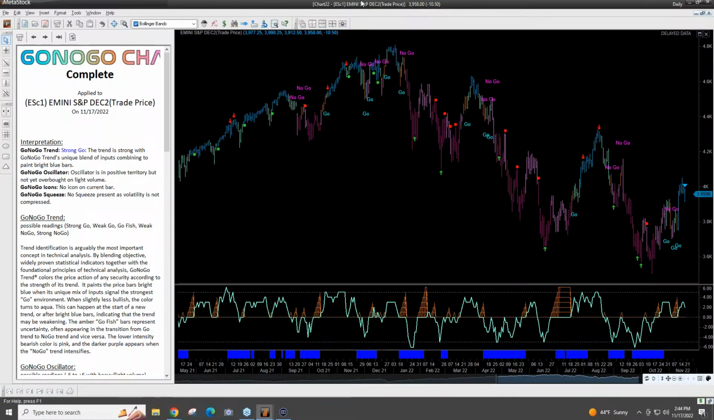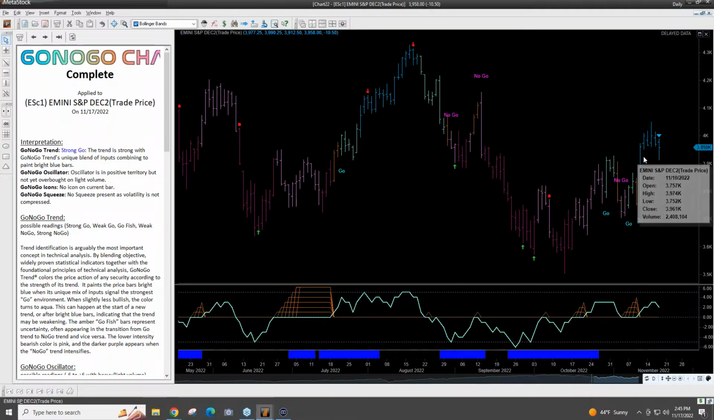So this is my E-mini S&P. We're in a strong go right now. We haven't got any continuation signals, but we are in a strong go trend. So that's actually a really good opportunity for you. Look at that bar right there. That was just huge. That was back on the 10th. And you've also got a little bit of squeezing going on right here. Your oscillator's kind of starting to go down below the zero line. But this would definitely be a good one to look at.